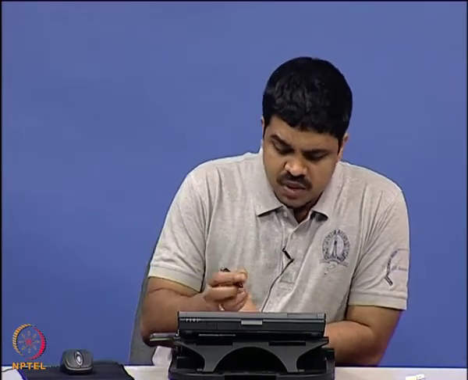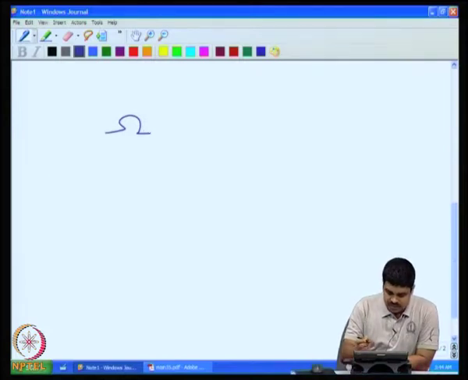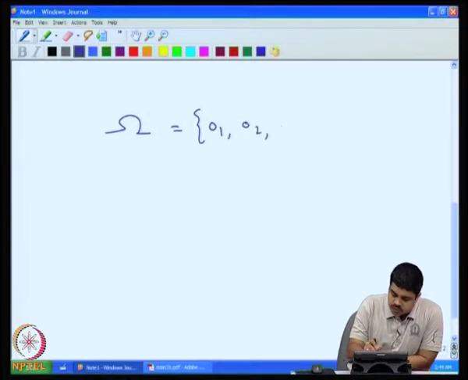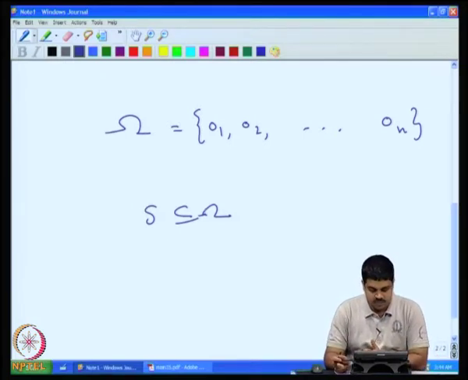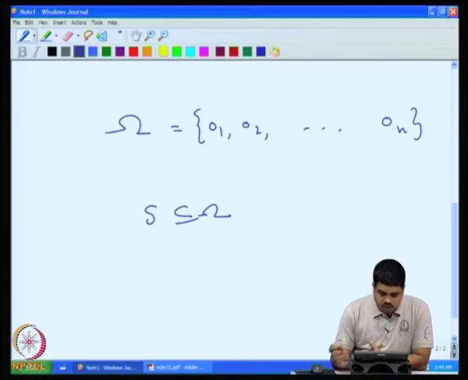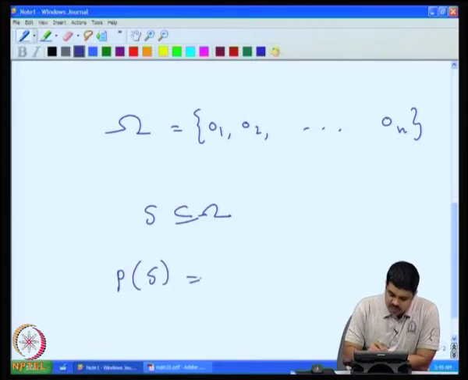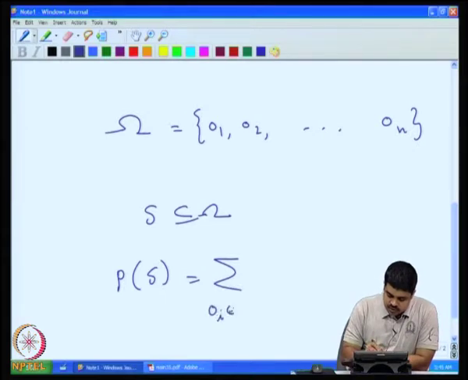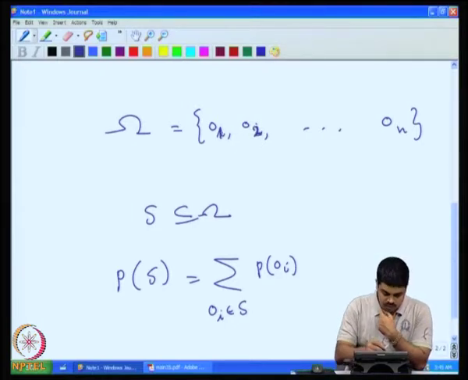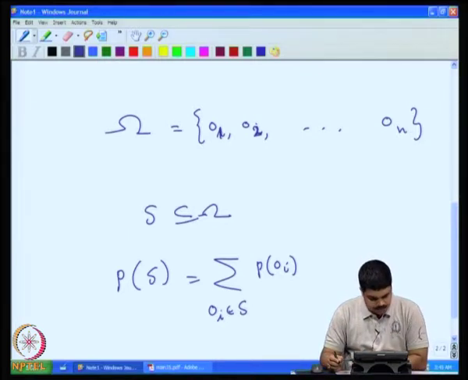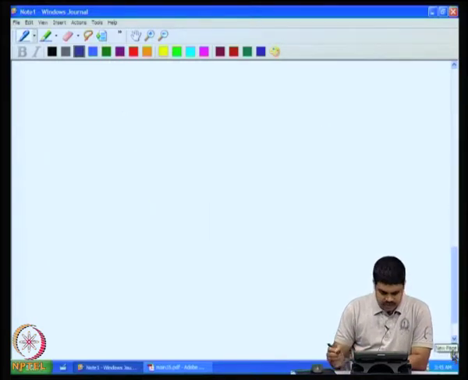Another thing we need is the idea that any subset of this omega will be considered an event. If the set of outcomes is O1, O2, up to On, then some subset S of omega is called an event. That is the way we call a subset of the sample space in probability theory. Now, what will be the probability of this event? It will be the sum of the probabilities of the outcomes which constitute that event. This notion is enough.